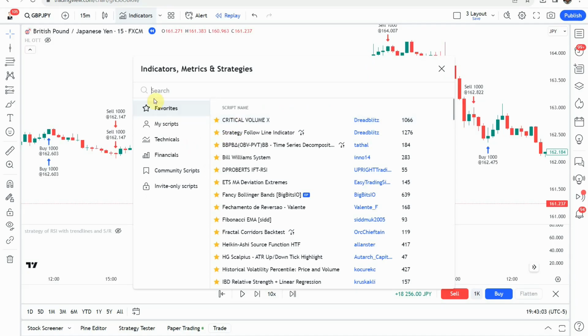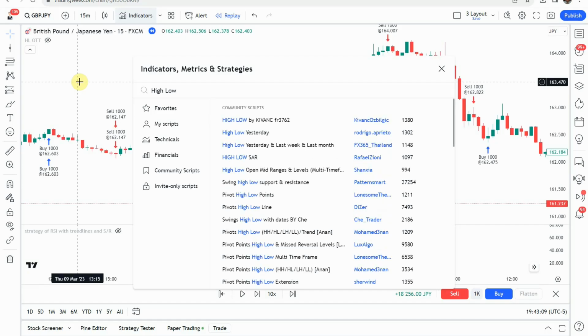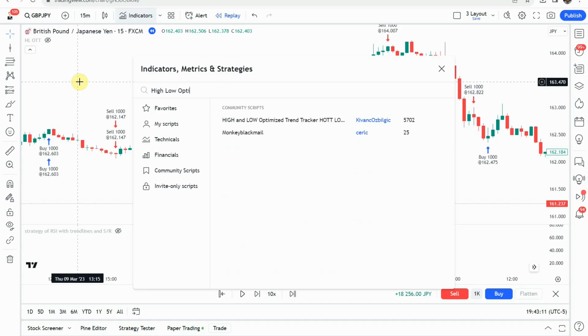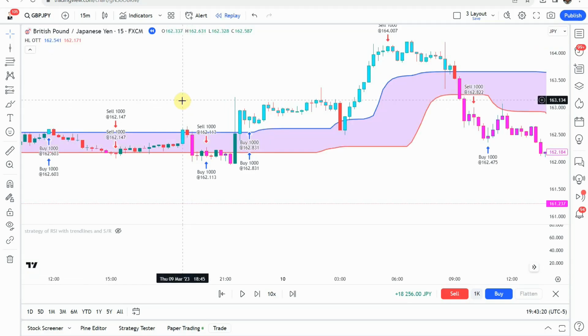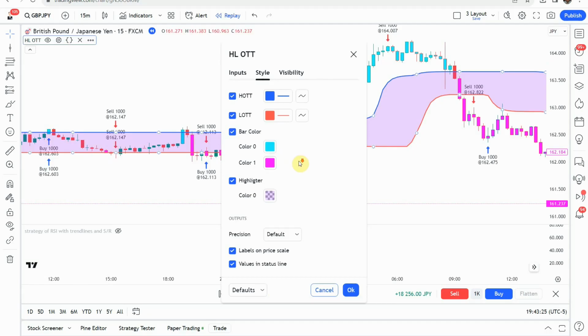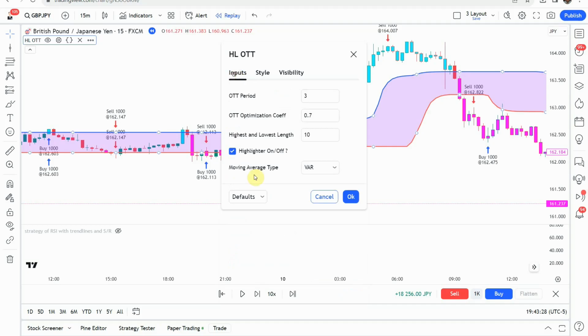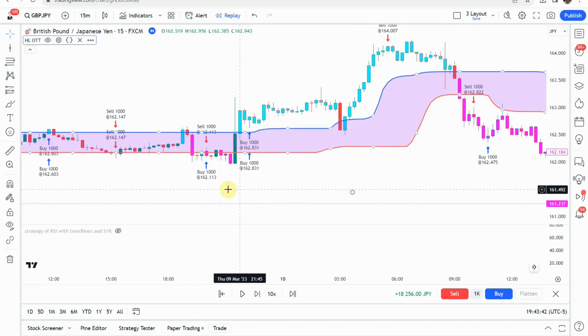So the first indicator you are going to put on screen is going to be the high-low optimized trend tracker right here. And so you will add that one to the screen and it will look like this right here. You go into the settings and you can play around with the visual settings however you wish, but you will modify your inputs like so: you'll have 3 in the OTT period and 0.7 in the OTT optimized.